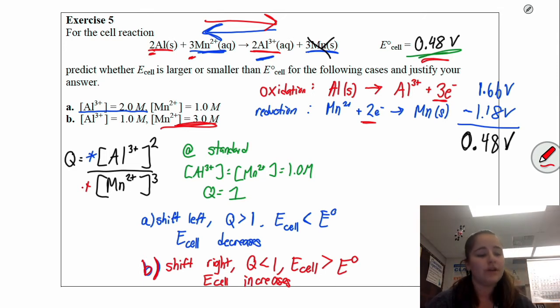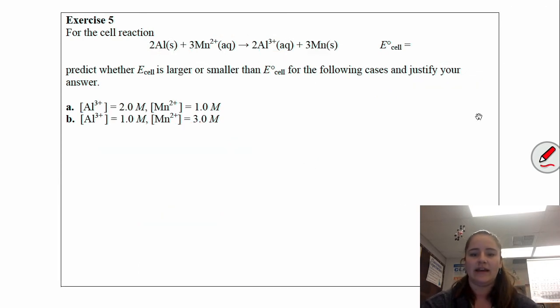Okay, cool. You could also, of course, plug these into that Nernst equation and use these concentrations and then compare the E cell to the E naught. But for starting out, let's just do this qualitatively because, again, you're not going to have that Nernst equation on your equation sheet. Okay, cool. Let's look at another one.